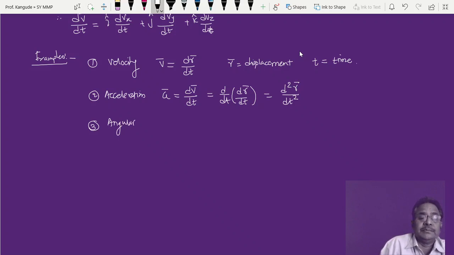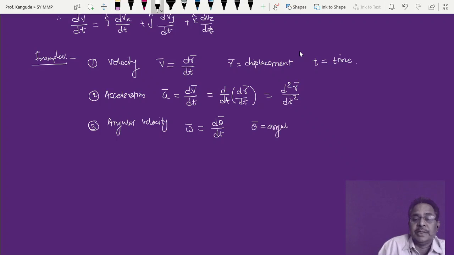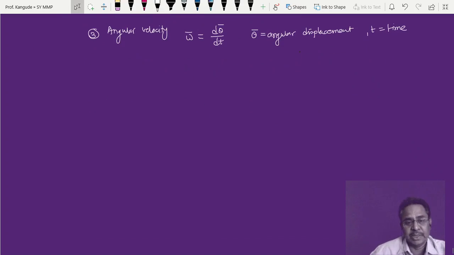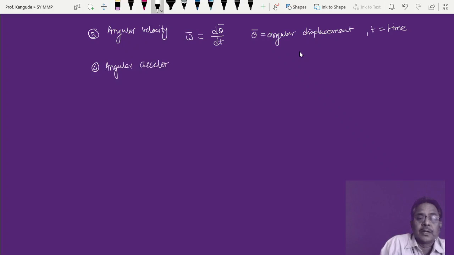Then third, angular velocity, defined by omega bar, is given by d theta bar upon dt. Here theta bar is angular displacement and small t is nothing but time. These are very common simple examples; we have used them in several derivations earlier. Then fourth, angular acceleration, usually alpha bar, since alpha is later used for that. Alpha bar is given by the rate of change of angular velocity with respect to time. So d omega bar upon dt is called angular acceleration.